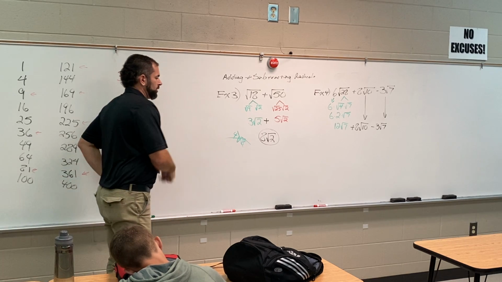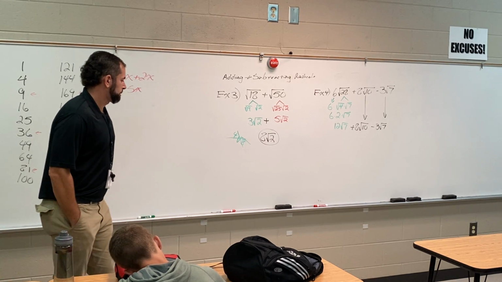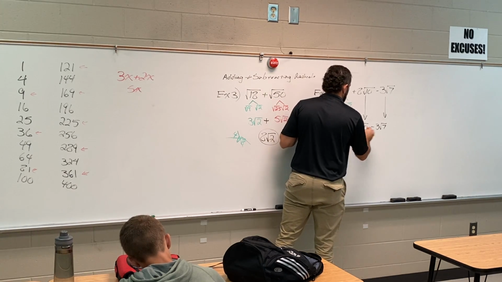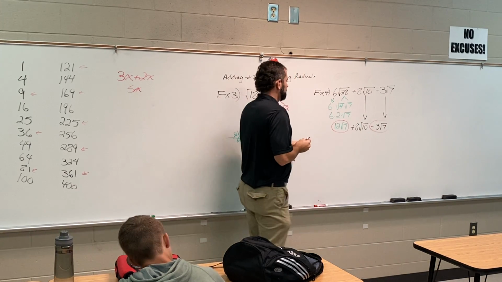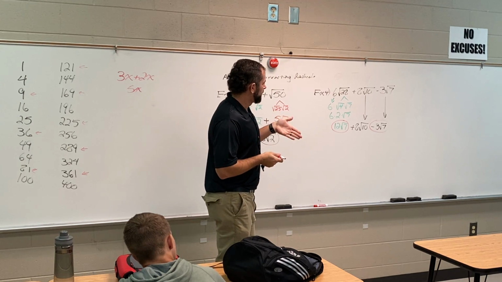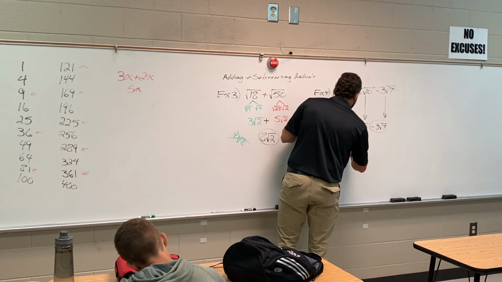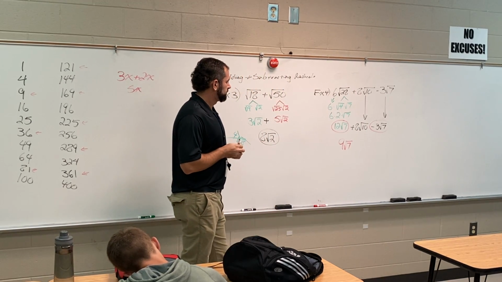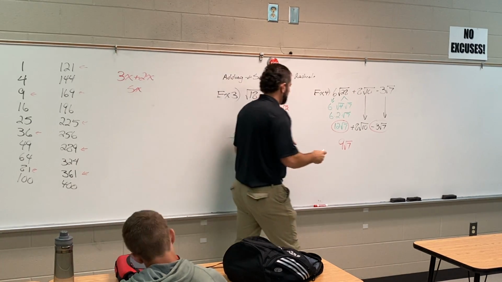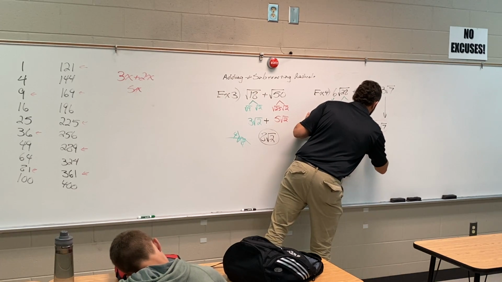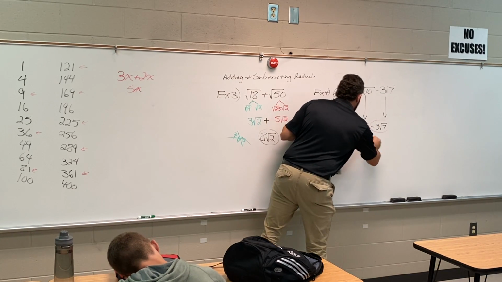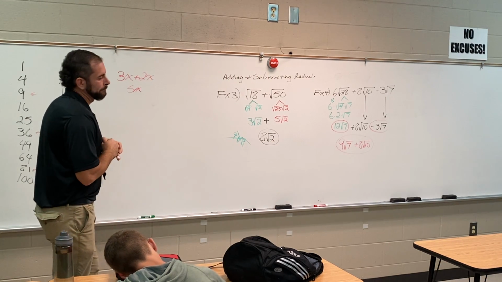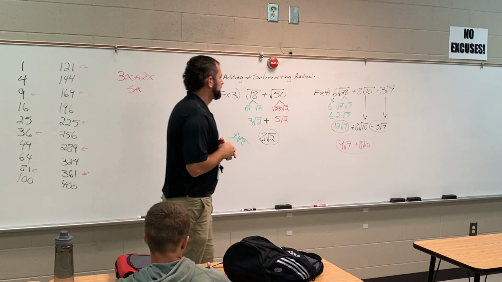Based on those three terms, do I have any like terms? 12 square root of 7 and 3 square root of 7. So I can do 12 minus 3, 9 square root of 7. What about that 8 square root of 10? Just bring it down. And there's my answer. And that's about as tough as it gets.